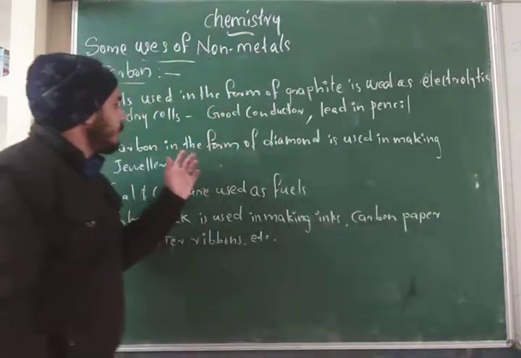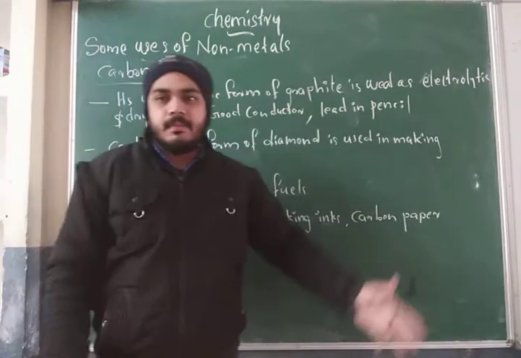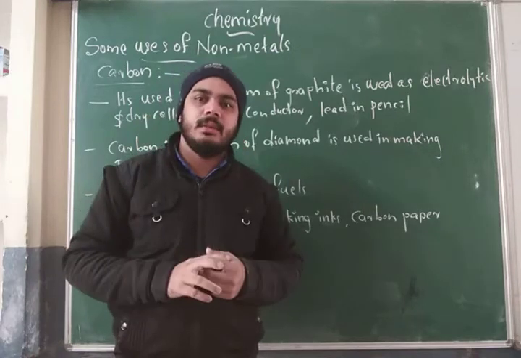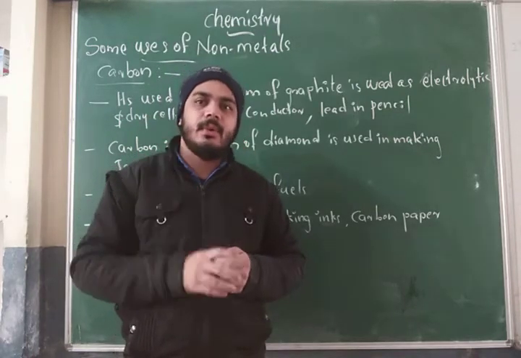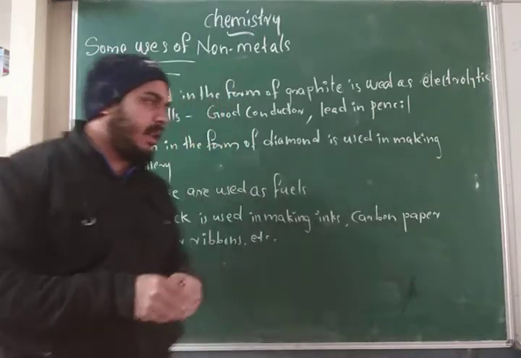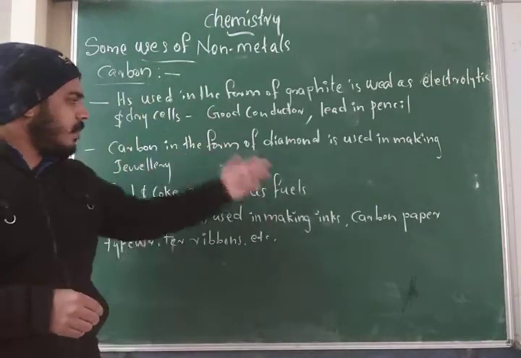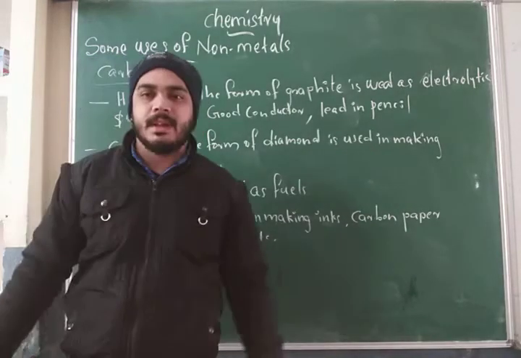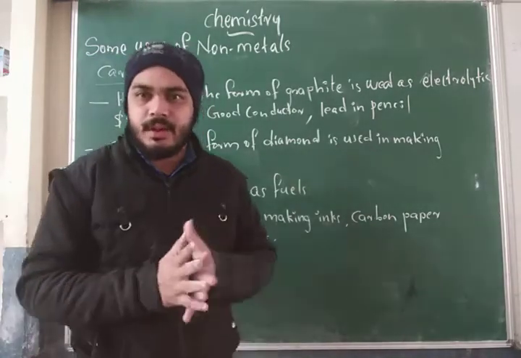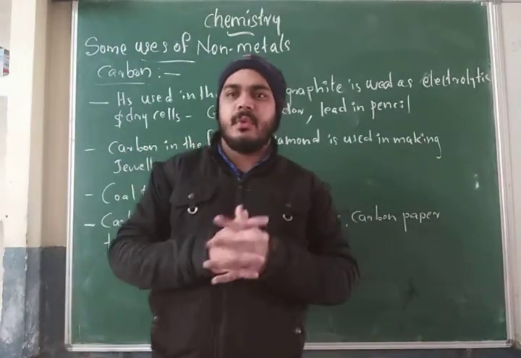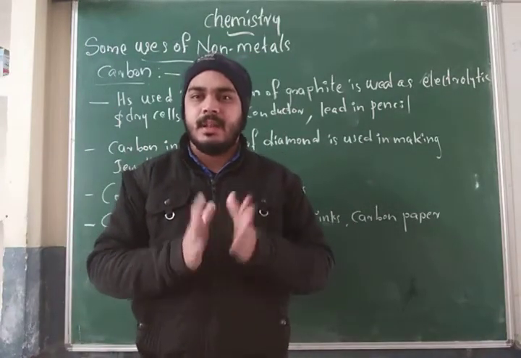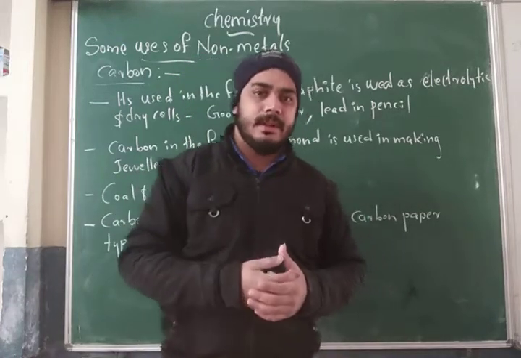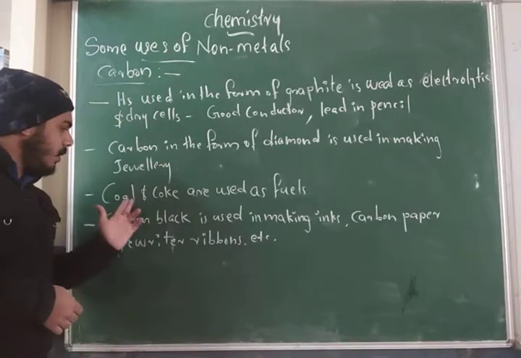And next, graphite is used in lead pencils, in the form of the lead at the center. It is also used in our daily life. And next, carbon in the form of diamond is used in making jewelry. It is a very pure form of carbon. The next one, coal and coke.